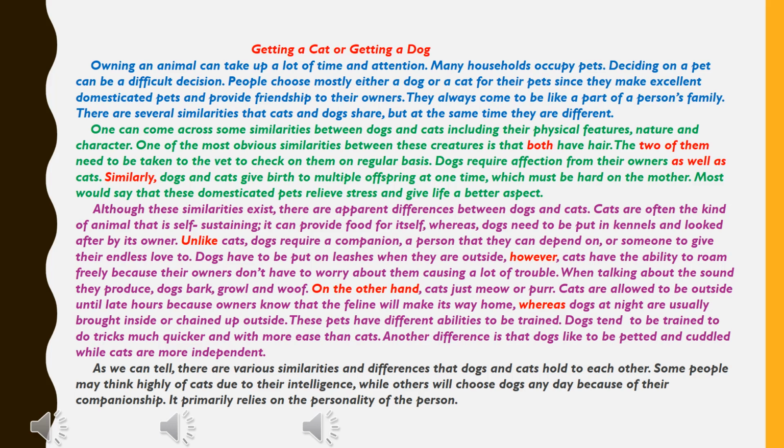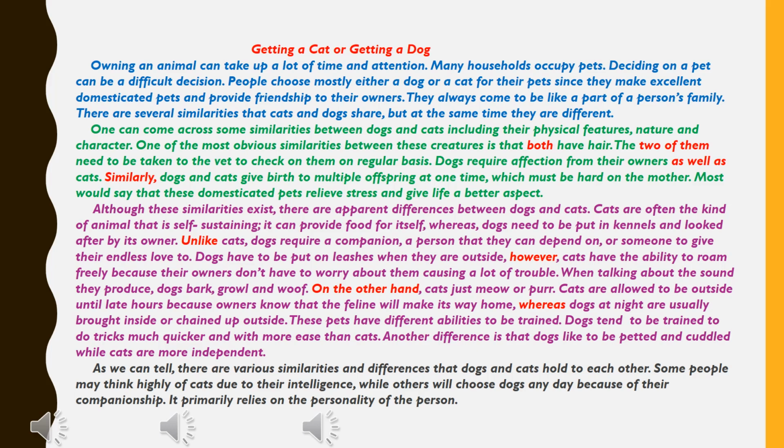Cats are allowed to be outside until late hours because owners know that the feline will make its way home, whereas dogs, at night, are usually brought inside or chained up outside. These pets have different abilities to be trained. Dogs tend to be trained to do tricks much quicker, with more ease than cats. Another difference is that dogs like to be petted and cuddled, while cats are more independent.